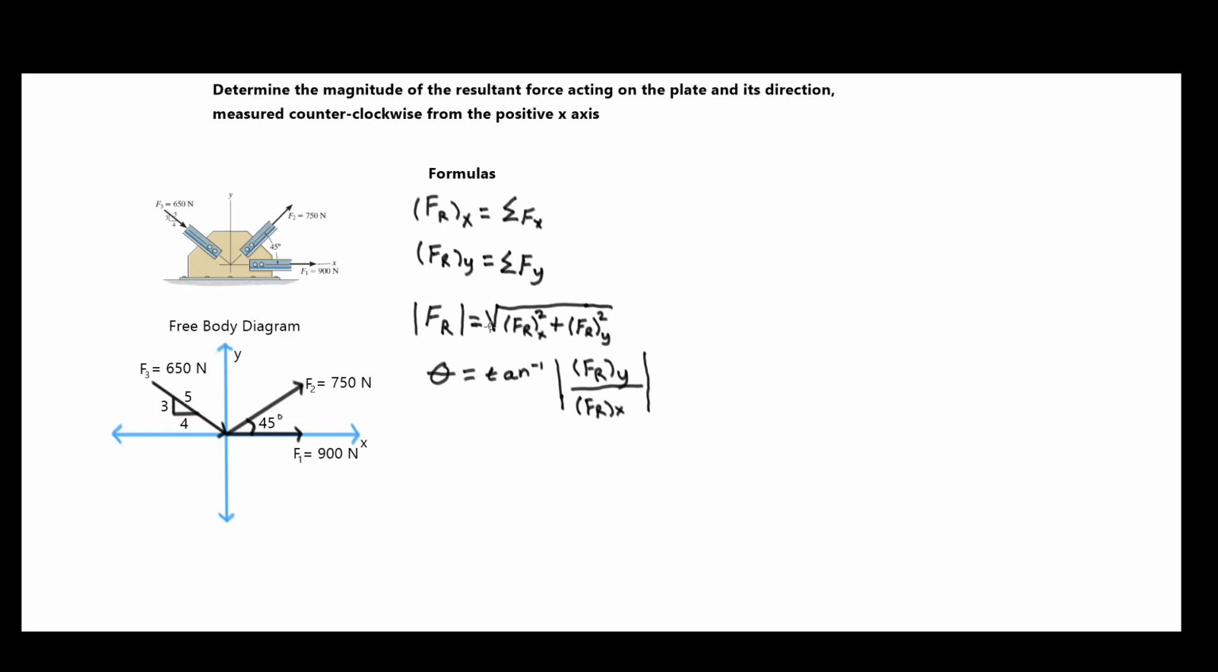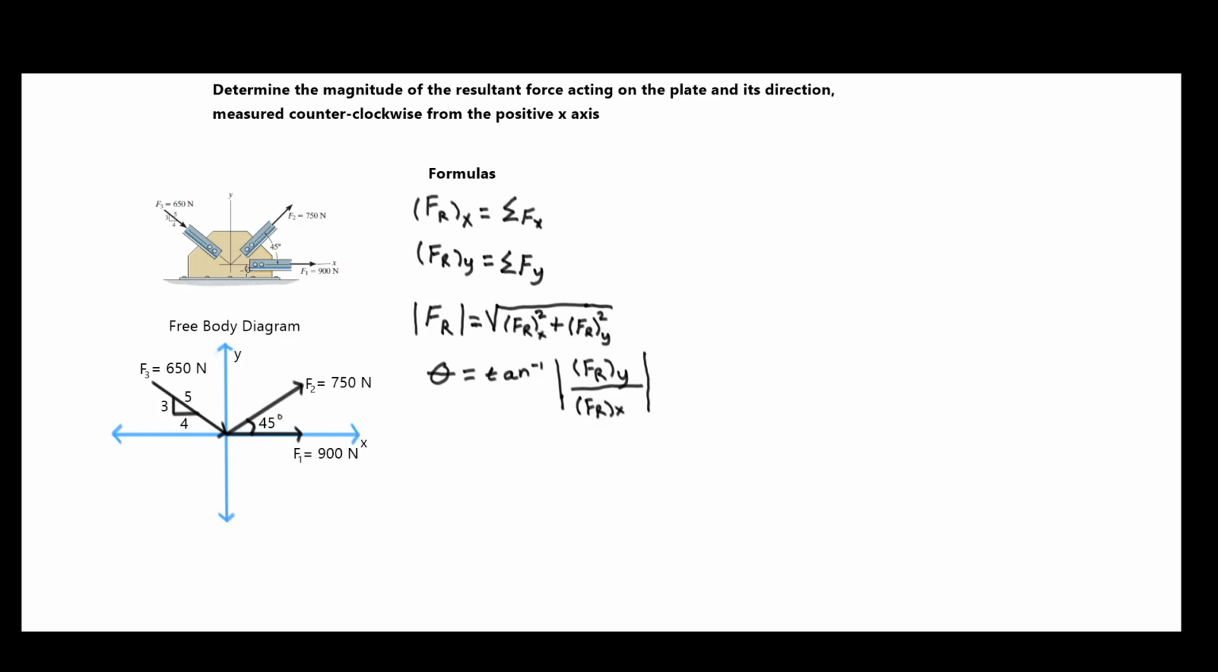And then you can do the same thing in the y direction. Then to find the magnitude, which is here, you just plug in your resultant forces in the x and y direction, square those values, and then get the square root of those values added together. And then to find the direction, we just find the inverse tangent of our y and our x components.